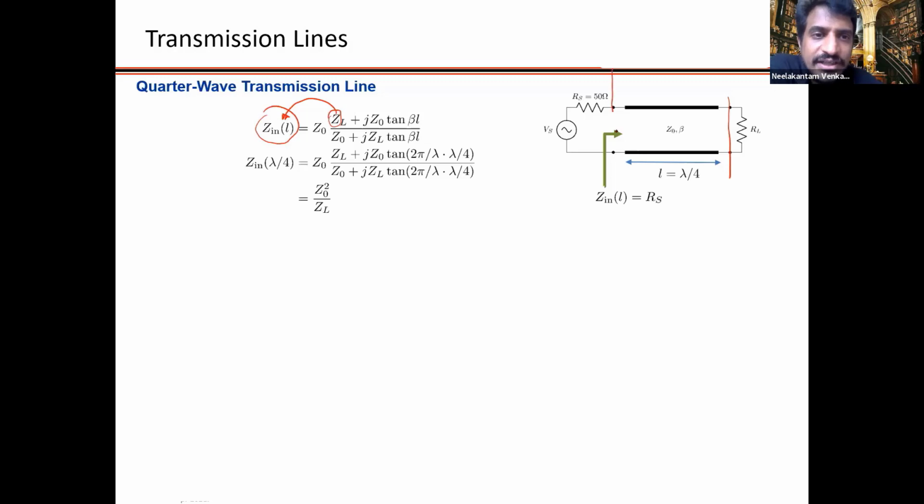But if I want to connect it to a certain RS, all I want to make sure is this Rin is equal to RS. As long as this is there, then I achieve my matching. I can achieve my matching.